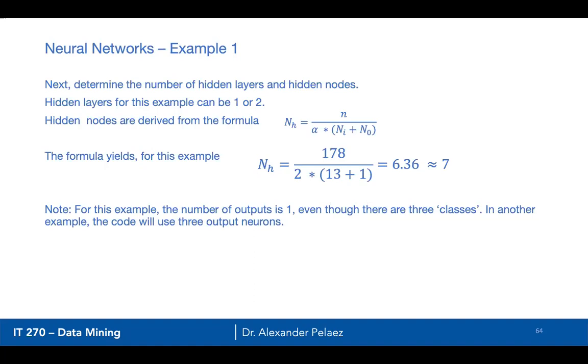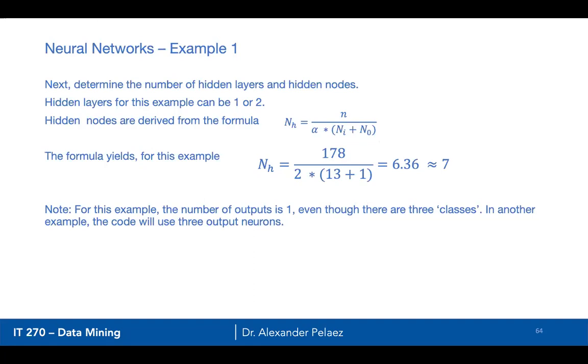We're going to use the formula from the previous slide, which was the number of observations divided by some alpha times ni plus n0. So we're going to choose an arbitrary alpha as 2. And why am I choosing 2? Because I have a very small data set.